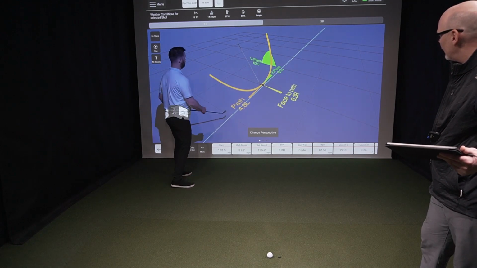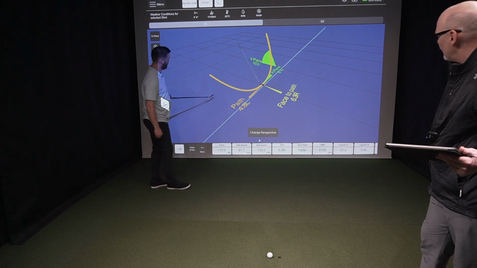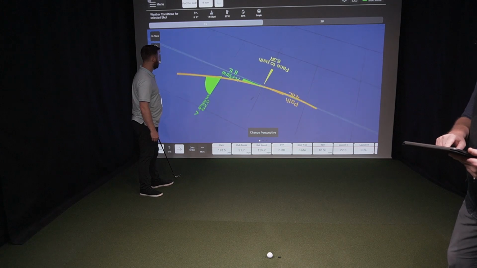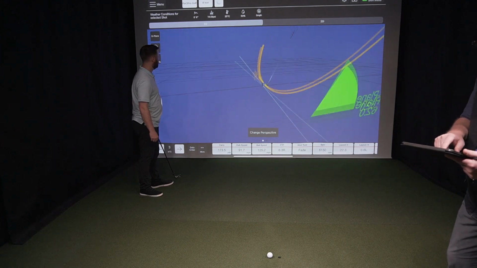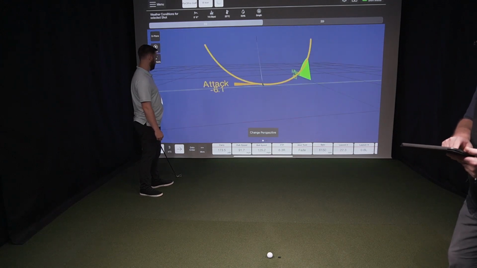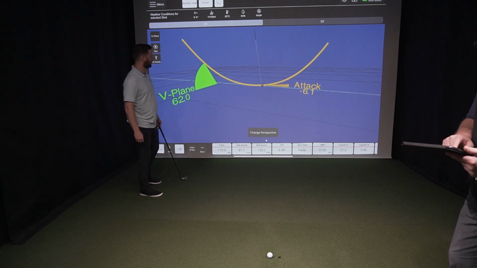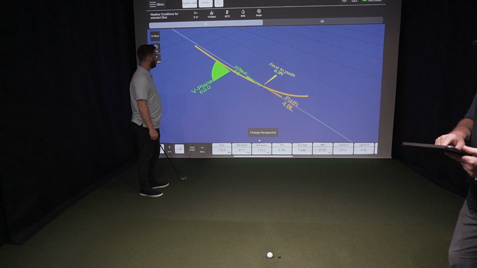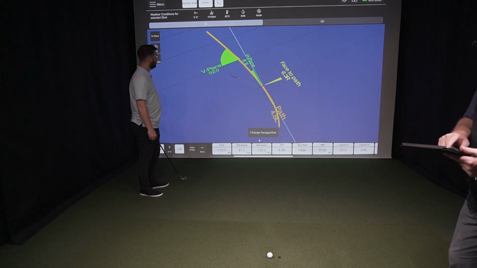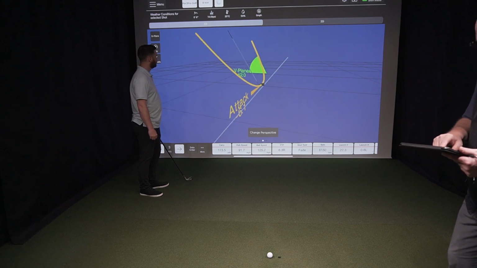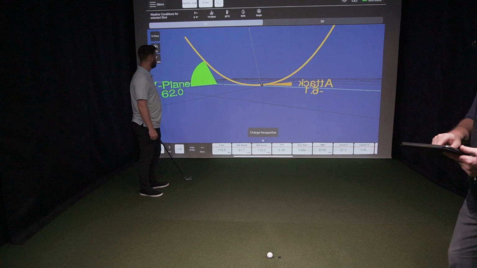Now, we had an attack angle on here, if you rotated it a certain way. There's different perspectives, right? So if we click change perspective, we have a variety of different pieces of information that we can call upon. We've got your horizontal plane, vertical plane, face to path. This one here shows us your vertical plane and your attack. So you wanted the attack?